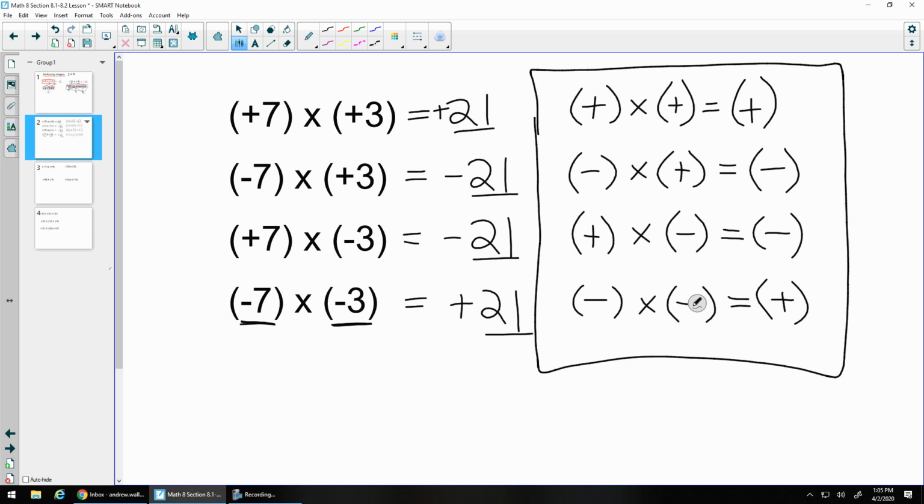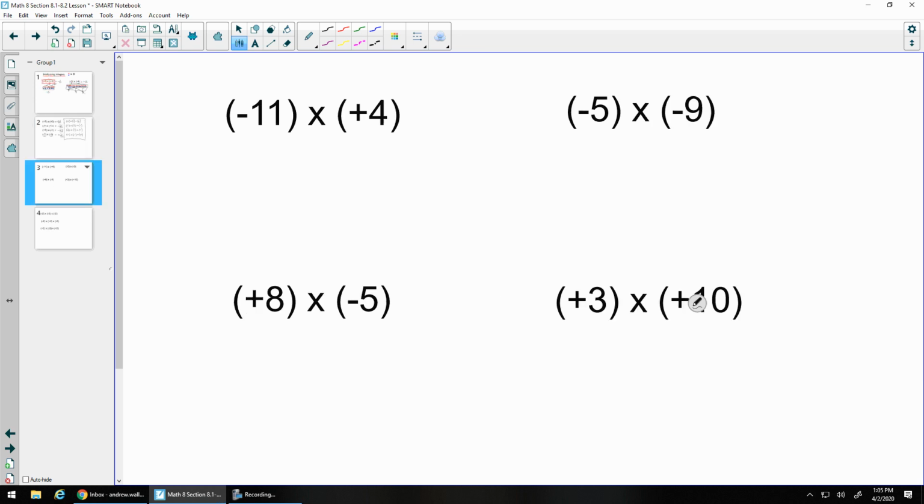Now essentially all we're saying is if you have 2 of the same thing, so if you have 2 positives or if you have 2 negatives and they're being multiplied together, you're going to end up with a positive answer. If you have one and the other, a negative times a positive or a positive times a negative, you're going to get a negative answer. Okay, so if you have just one negative, it's going to be negative. If you have 2 negatives, it's going to be positive. If you have 2 positives, it's going to be positive. Okay, those are basic rules. And then you just look at what the numbers are and just multiply them together.